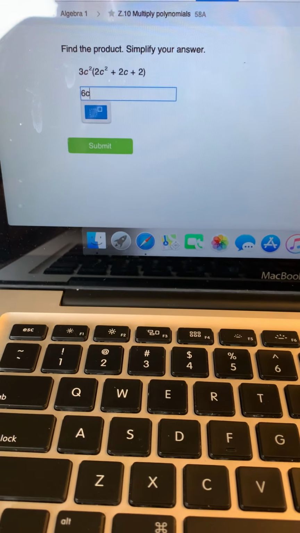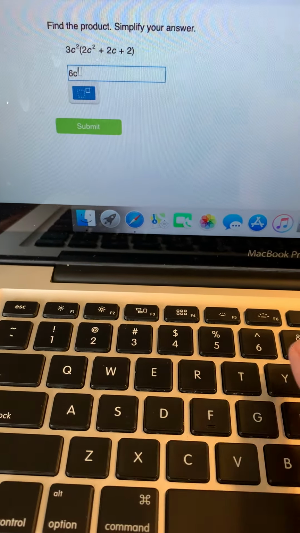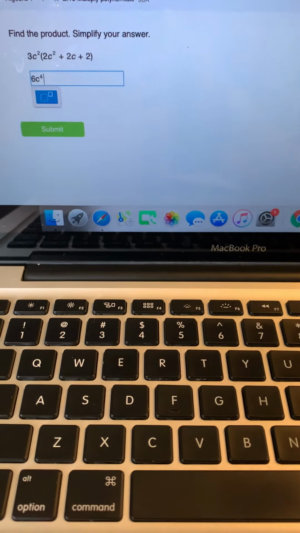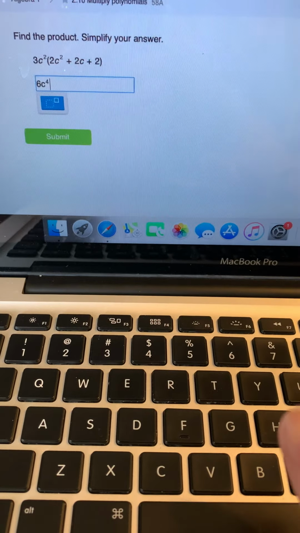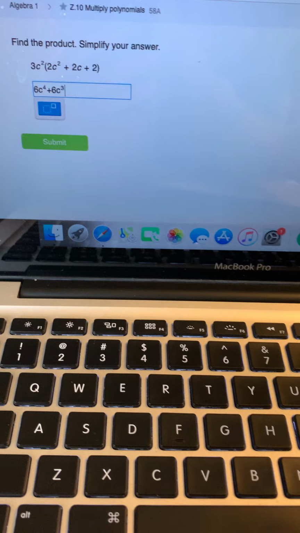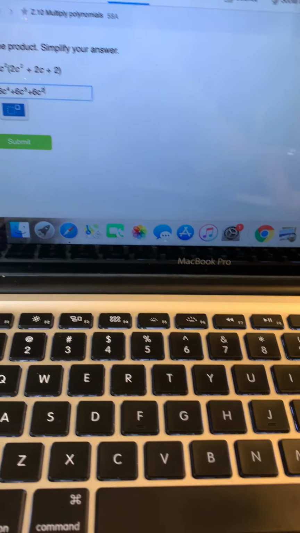If you're doing this on a computer, you can push Shift 6. There's that caret button there, and then it does that exponent, and you don't have to keep clicking on that button every time. Just FYI. Plus 6c squared.